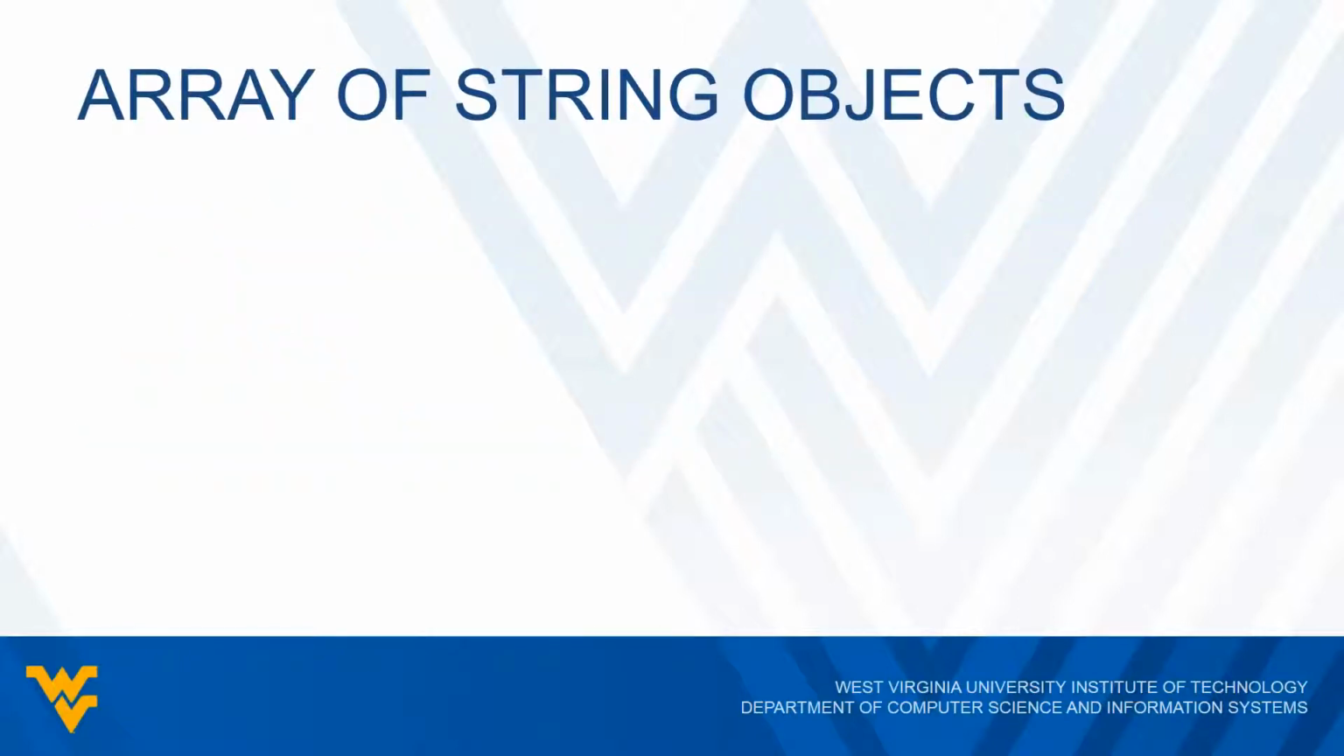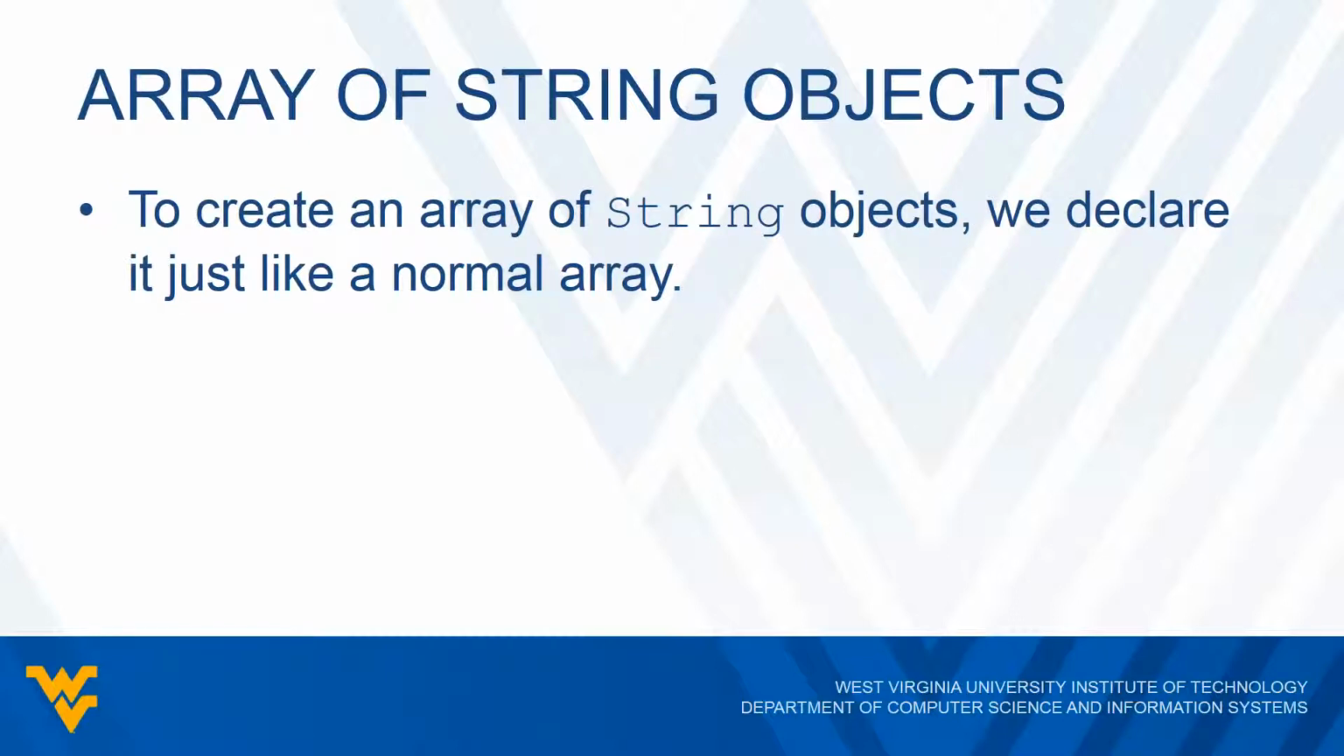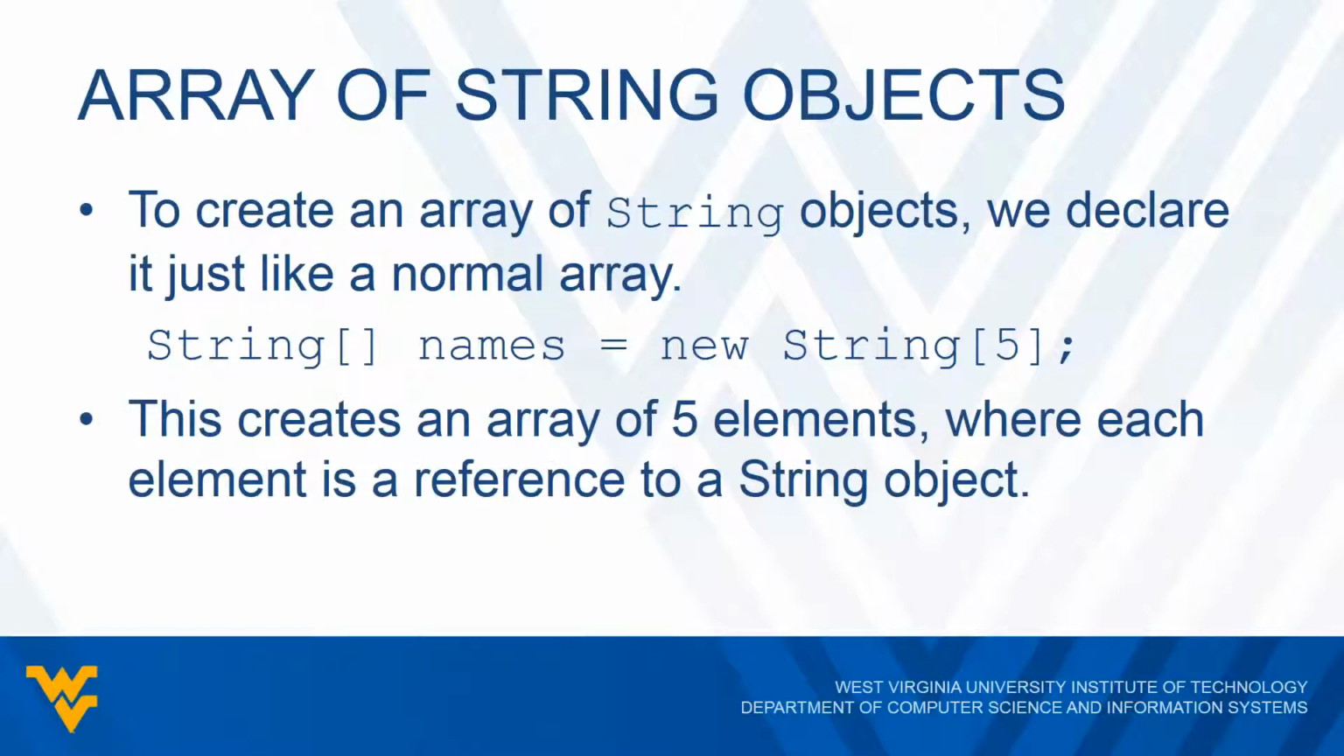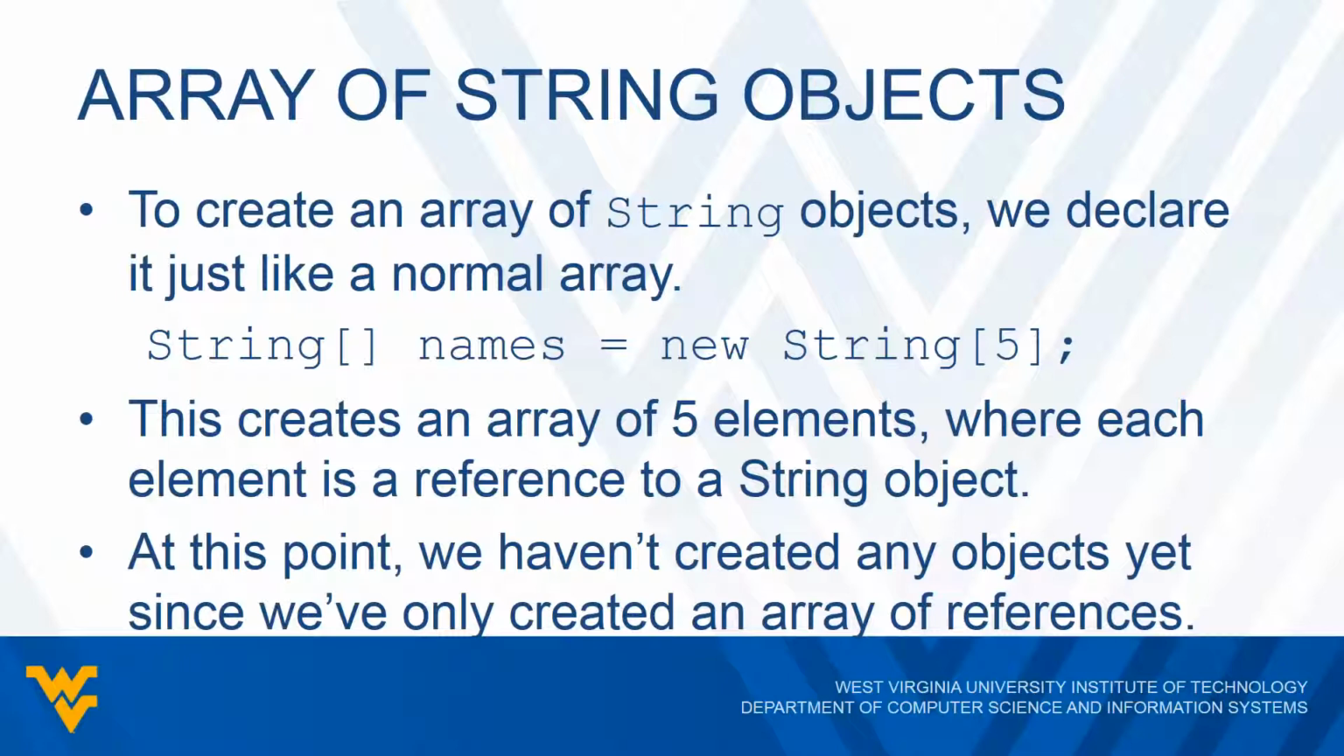Let's suppose that we want to create an array of string objects. The way we would declare such an array, it's really no different than a normal array. So we would have String as our type, and then the square braces, and we'll use something like names as the name of our array. And then we would have equals new String, and then 5. So this will create an array of 5 elements. Now each element here is going to be a reference to a string object. So what this means is all we've done is just create an array of reference variables. That's it. We haven't created the objects yet. So we're going to have to actually create those objects as the next step.